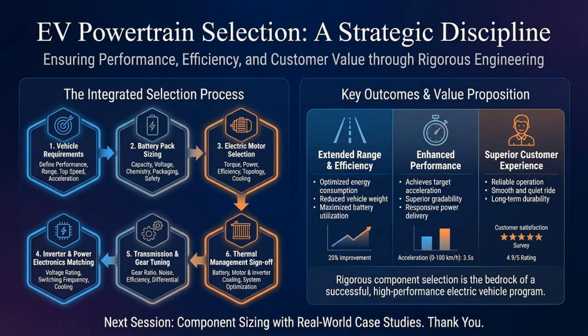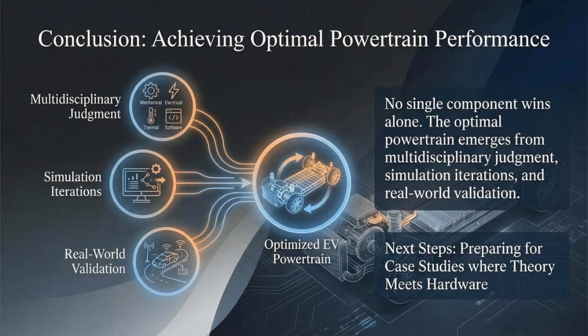Let's finish with a simple rule. First, decide what you want the vehicle to do, then choose the right battery size. Pick a motor that matches it, select an inverter that can handle the power, set the correct gear ratio, and make sure the system stays cool. If we follow this step-by-step method, we get good range, high efficiency, and happy customers. Without this discipline, an EV program will fail.